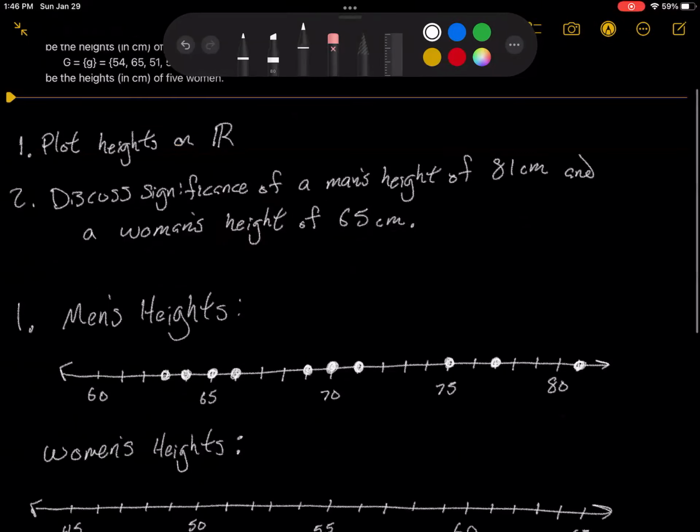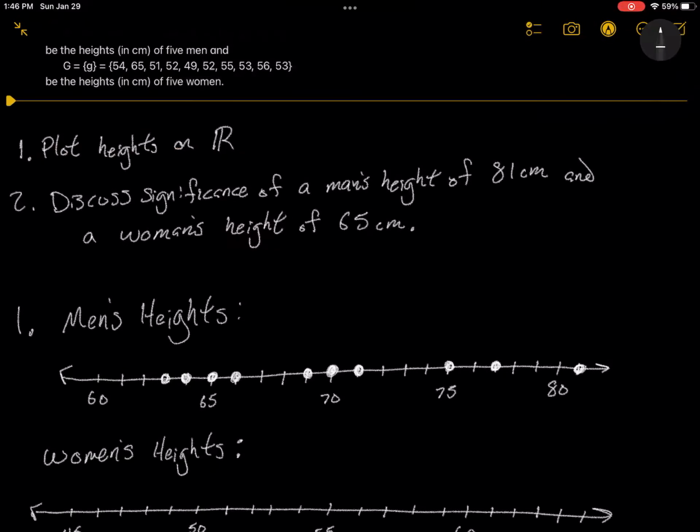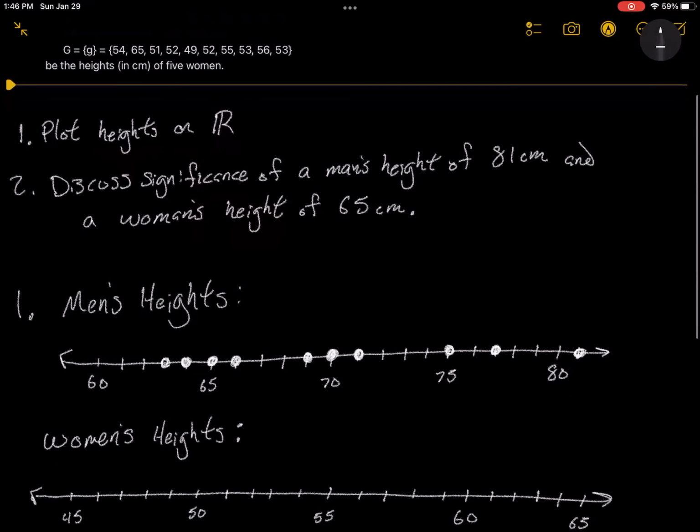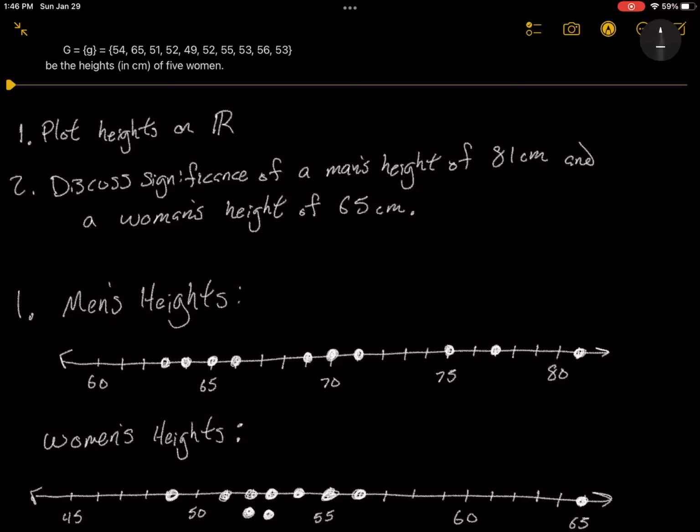And for women, I have 54, where's that? Right here. 65, 51, 52, 49, another one at 52, 55, 53, 56, and another one at 53. Okay, so that's what the women's data looks like.